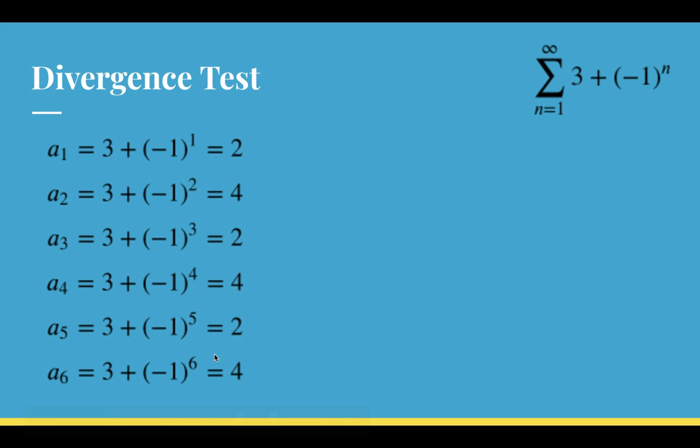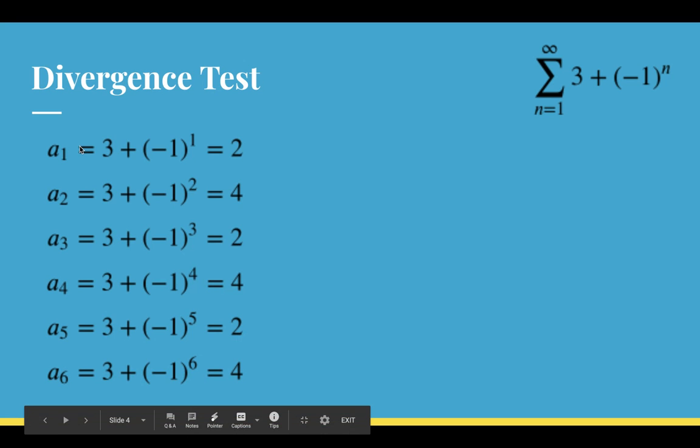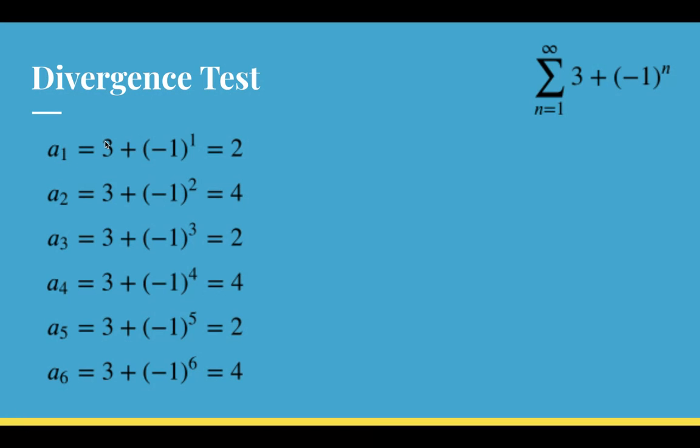And as you can see, there's a pattern forming here, and that for every odd term, this is always going to be 3 plus negative 1 to an odd power. Since negative 1 to an odd power is always negative 1, this is always going to be 3 plus negative 1, which is equal to 2. And the same thing happens for every even term. For every even term, this is just going to be 3 plus negative 1 to an even power. And since negative 1 to an even power is always positive 1, this is always 3 plus positive 1, which is 4.